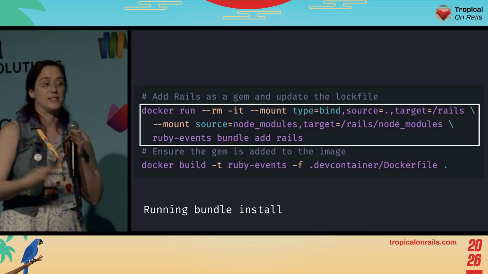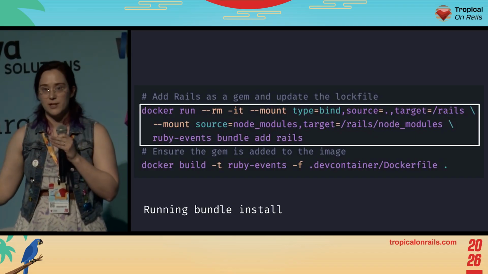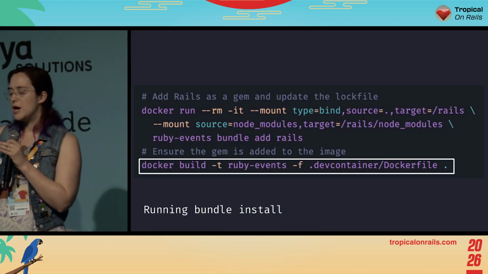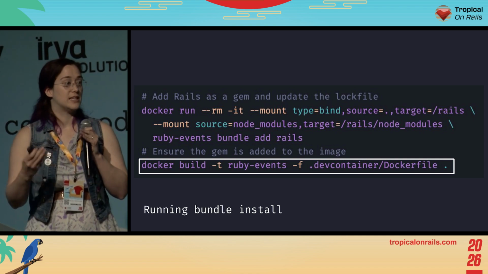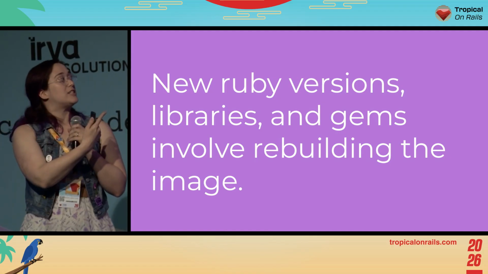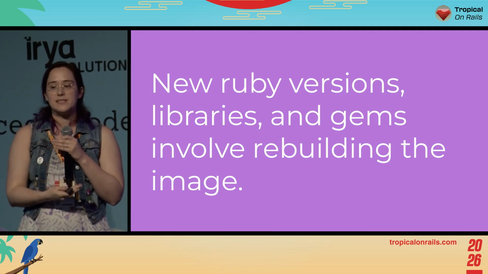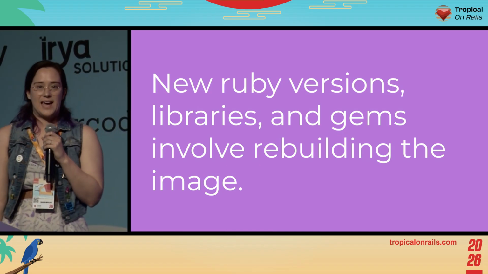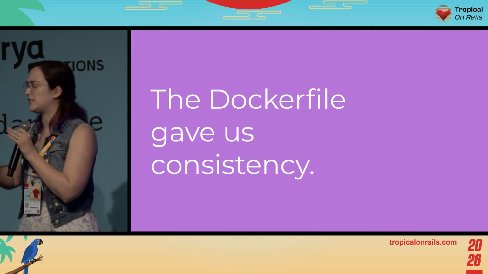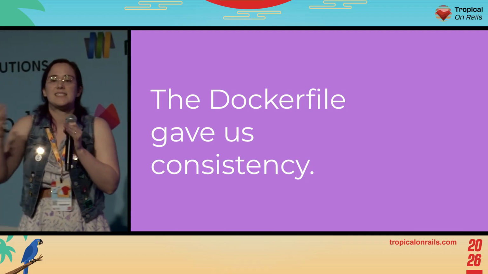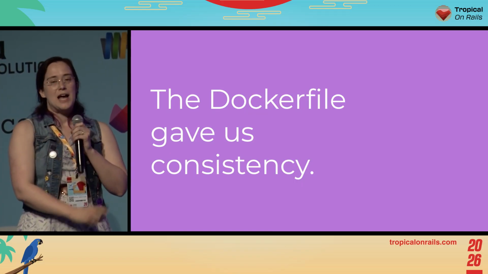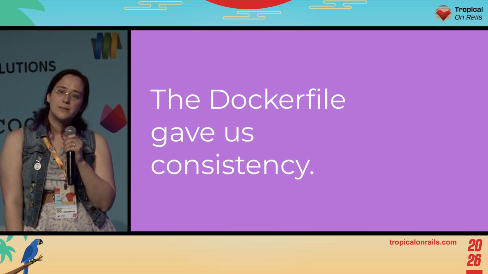We do our docker run, as you would expect, in order to add the gem and get the new lock file. And then we completely rebuild the image. This is actually kind of important. When you're looking at Docker and Docker Compose, and you're living in that world, any sort of new Ruby version, any sort of library changes and gems involve rebuilding the image. OK, the Dockerfile gave us consistency. All of the things that I listed in why Docker, a disposable environment, isolated, your agents can't go everywhere, all of those benefits, we now have access to them. But it is clearly unpleasant to use.